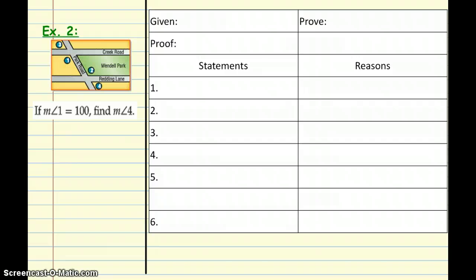So we have this diagram of a map, and in there we're told that angle 1 is equal to 100 degrees, and we're going to find the measure of angle 4. So just like before, we know what's given is the measure of angle 1 is 100 degrees. And we need to prove or find the measure of angle 4. Okay, again, so statement 1, the measure of angle 1 is 100 degrees. And again, that's given.